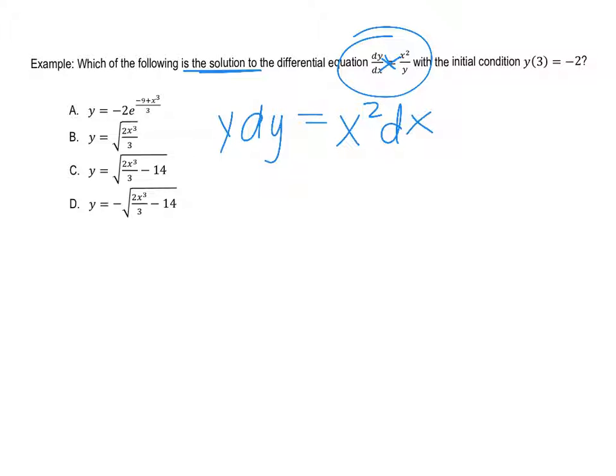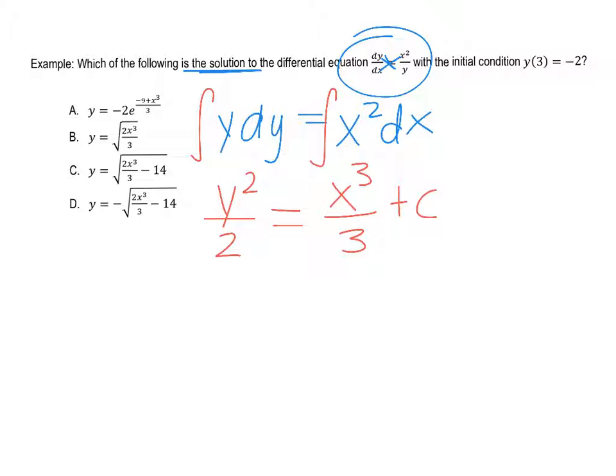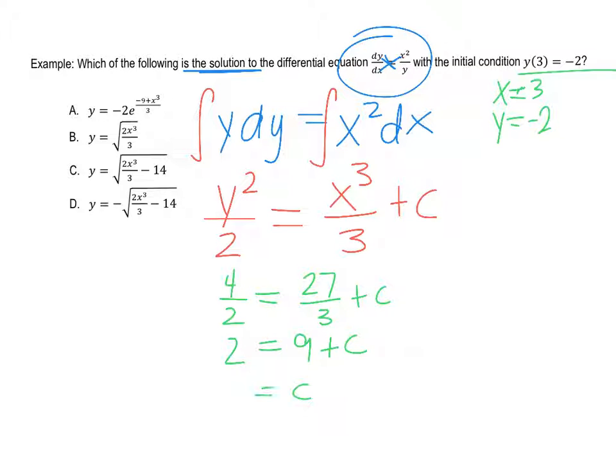And then step 3 would be to integrate on both sides. So the integral of y dy is y squared over 2. And I'm going to put the plus c on the other side, so I'll worry about it afterwards. And this one's going to be x cubed over 3 plus c. Okay, so now I have to find what c is, so I'm going to use my initial condition. That's telling me that x is equal to 3 and y is equal to negative 2. So negative 2 squared is 4 over 2, which is equal to 3 cubed is 27 over 3 plus c. So this is 2 is equal to 9 plus c, so c is equal to negative 7.